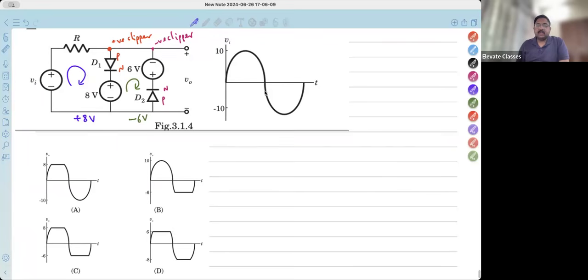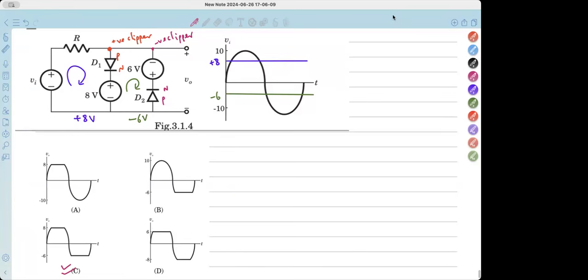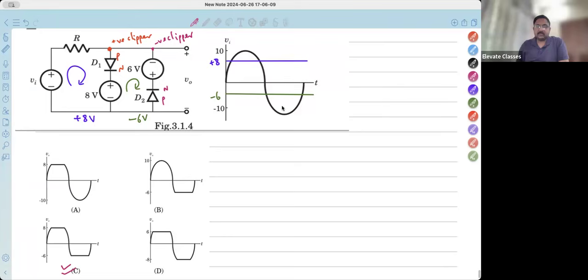So the positive clipper should cut everything above plus 8 volts, and the negative clipper must cut everything below minus 6 volts. Somewhere over here will be minus 6. Now, which of the waveforms matches? Positive, it should clip at 8, and negative, it should clip at minus 6. So option C is the only one, and option C is the right answer. Is that clear? Yes, sir. Okay. Just quickly sketch the waveforms and write the question.